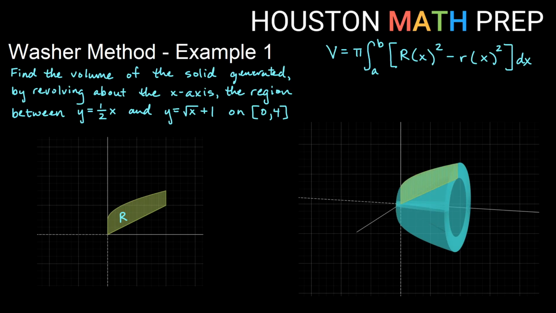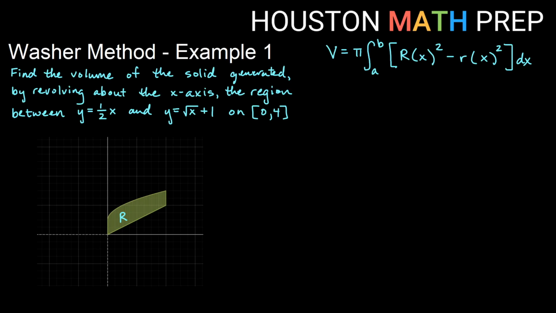object with hollow center, and as we slice through it, in the horizontal direction along the axis, you'll notice that we get a washer for each cross section as we slice through the region. So what we're going to do in this video is actually find the volume.